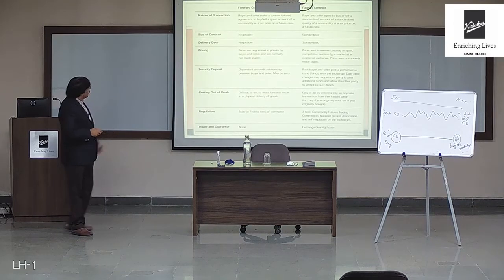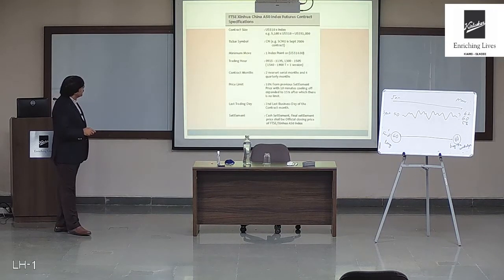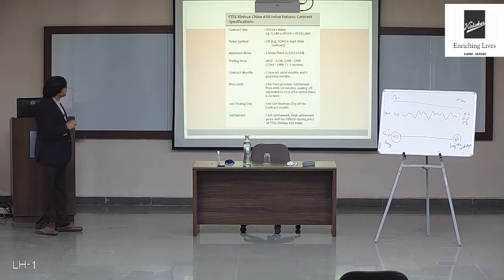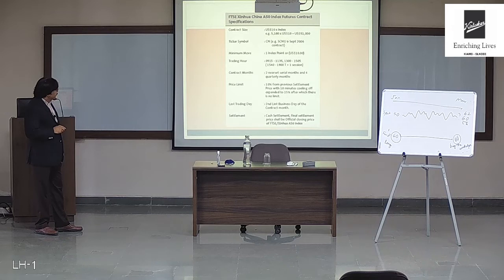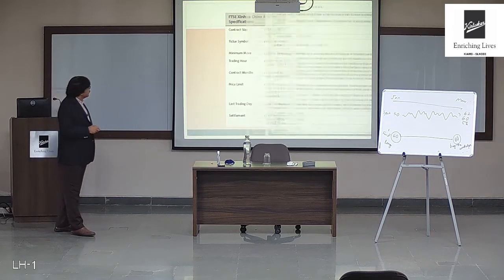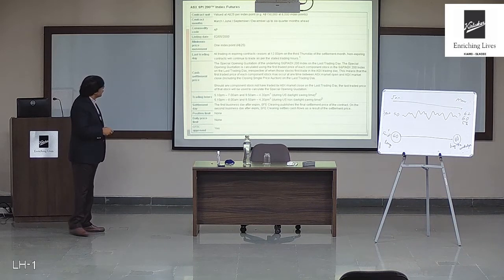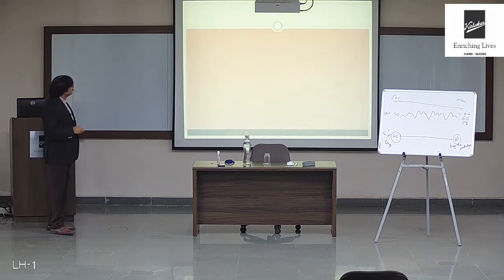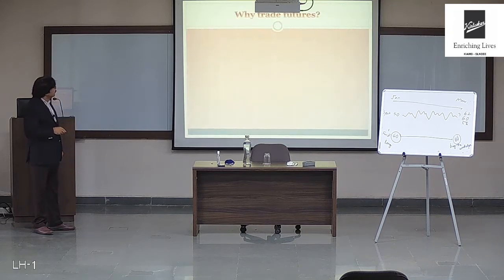Okay, I'll be sharing this as well. One can go through the contracts. One can see the contract size, symbol, minimum tick size, movement, trading hour, contract months, price limit, last trading day, settlement, how the settlement happens. There are some specifications. You can see another example. You can also go on this website to see how.